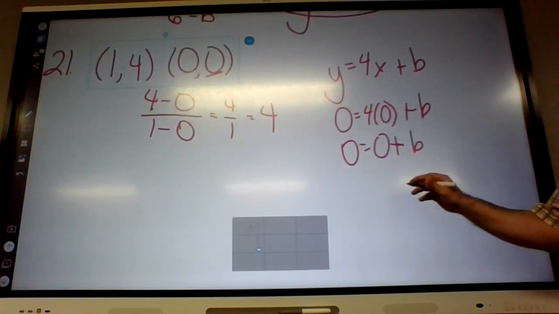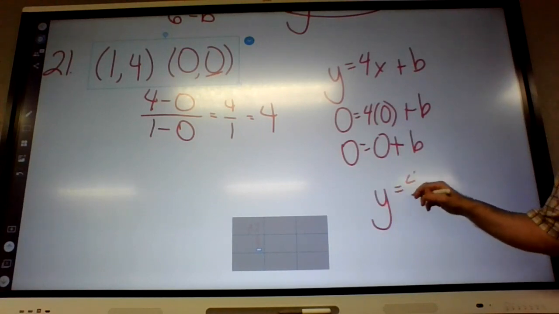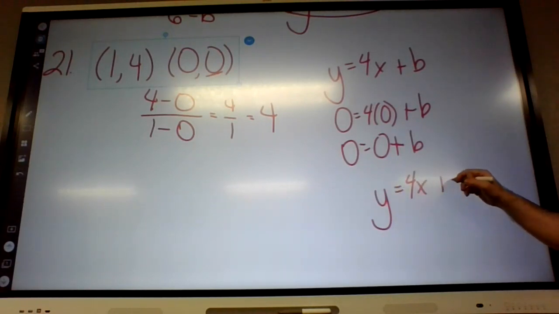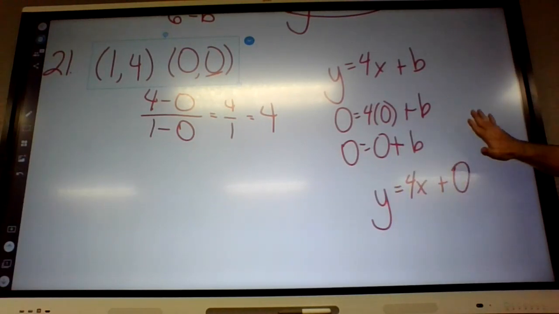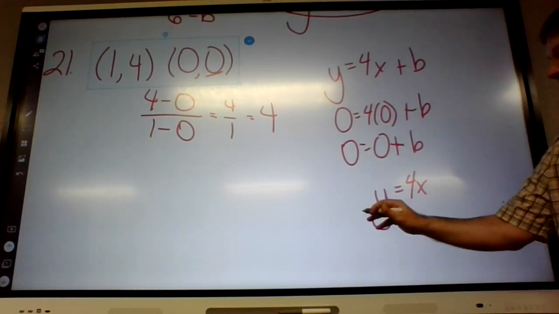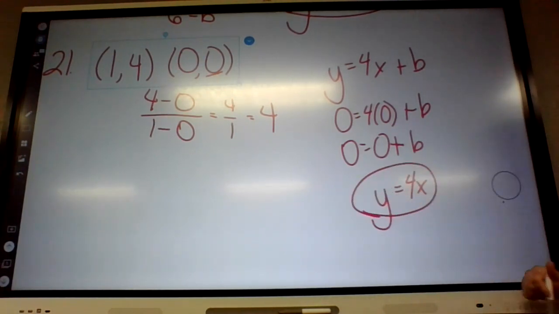Anyway, so the slope is 4, the y-intercept is 0. Do I need to put plus 0 out here? No, I don't need to do that. y equals 4x.